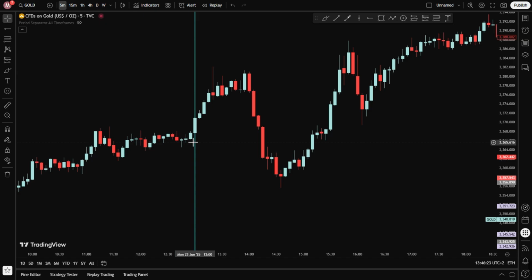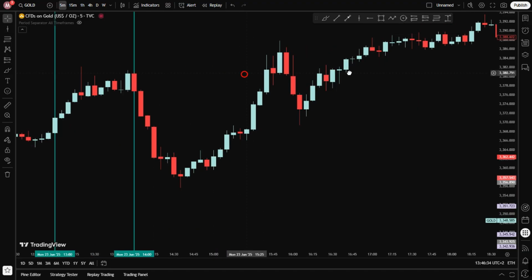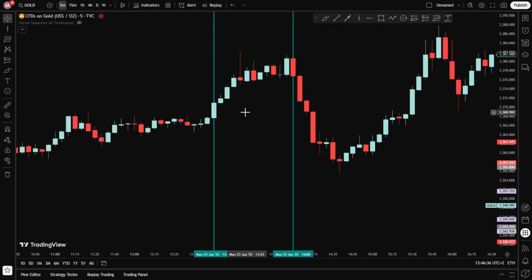So as you know, we need another vertical line at exactly 2 p.m, right? So we look for 2 p.m, there it is. So now we have our two vertical lines, one at 1 p.m. and another vertical line at exactly 2 p.m, right? And again, we also observe from 1 p.m.